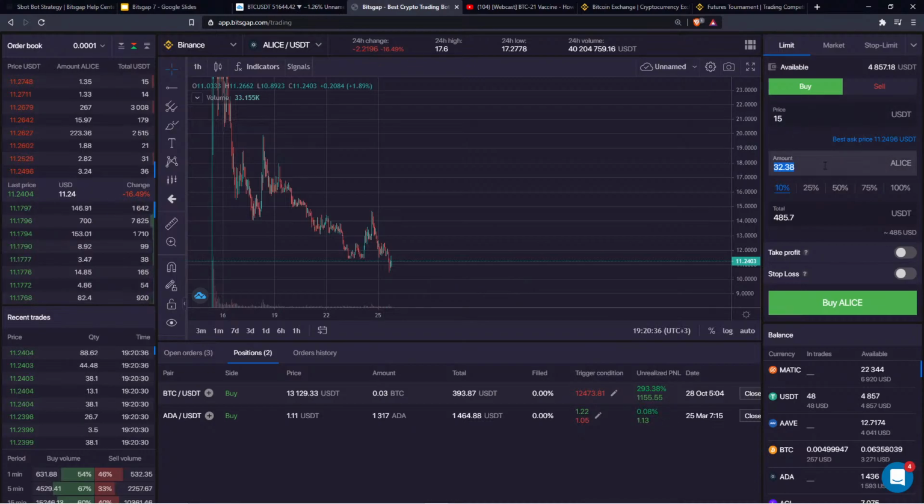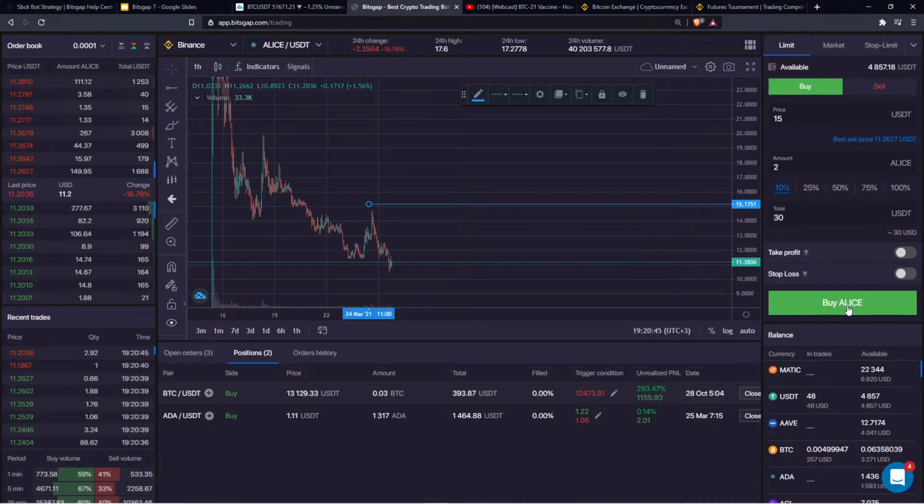And let me actually show you this. Let's say I want to buy 2 Alice. So you see I set the price for my limit buy at 15, which is over here. So let's see what's going to happen.